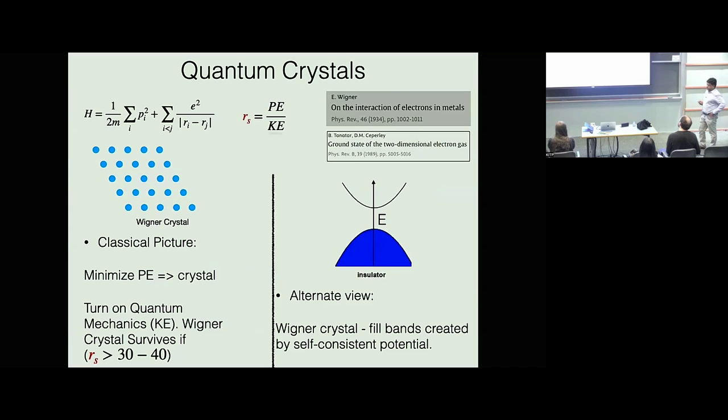For example, because it breaks translation symmetry, it has sound waves. It's gapless. That's why I'm talking about it in this particular conference. It's also compressible, so you can ask what is the periodicity of this Wigner crystal. Well, that depends on the density of electrons. You change the density of electrons, it'll change its periodicity.